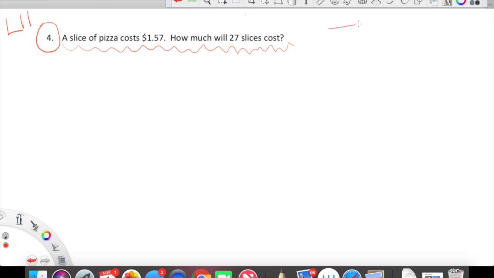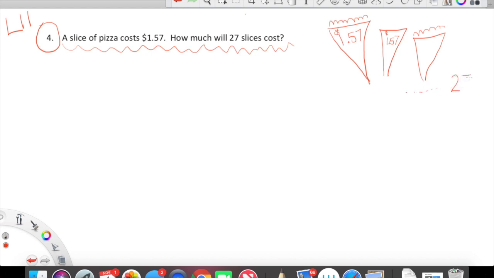Okay, so let's look at one happy slice of pizza. It's kind of a modern take on a slice of pizza. So this slice of pizza is going to be $1.57. We need more than one slice of pizza. We need one for everyone in our class plus your favorite math teacher. So that's going to look like 27 slices of pizza.